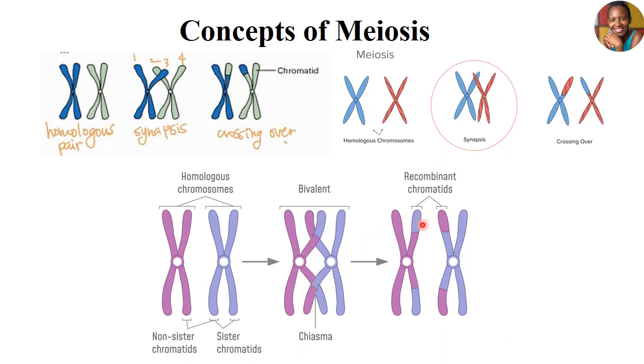Chiasma. So we end up with the recombinant chromatids and the non-recombinant chromatids. This is a bivalent. Bivalent means you have two homologous chromosomes that are generally creating a tetrad for you.